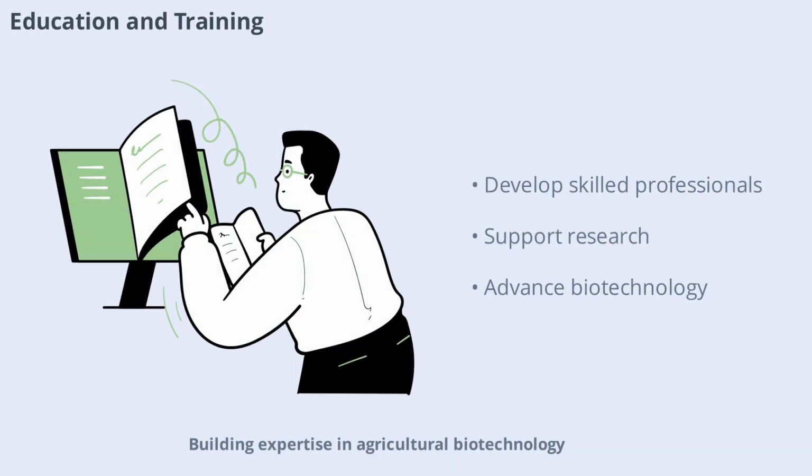Building expertise in agricultural biotechnology requires investment in education and training. Universities, research institutes, and extension services play a key role in developing skilled professionals. By fostering a new generation of scientists and informed farmers, education ensures that biotechnology continues to advance and benefit society.